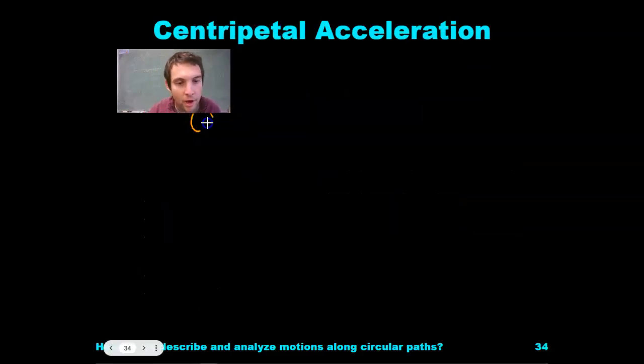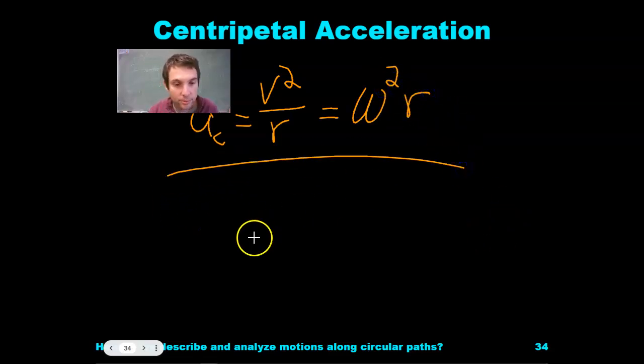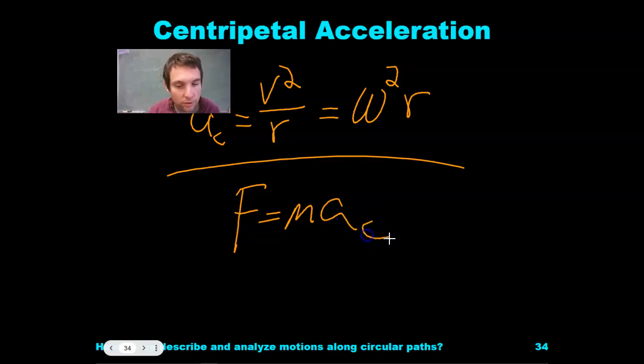In one line, it would look like this. a c equals v squared over r, which also equals omega squared times r. That would be your centripetal acceleration. Remember what we can do with acceleration. Remember this old guy? I can throw one of those in there. That's a little sneak peek.